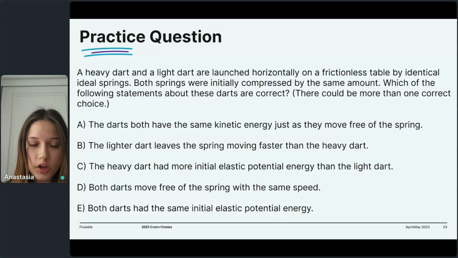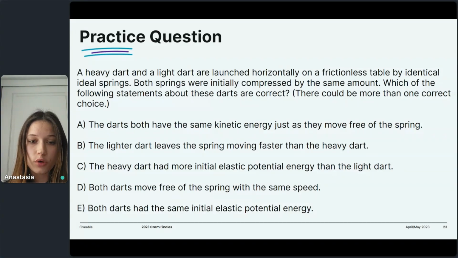D. Both darts move free of the spring with the same speed. This is not true because, as we discussed, they will have the same amount of kinetic energy, so the lighter dart will have to be moving faster in order to make up for it and make the kinetic energies equal to each other. So this will not be the correct answer.